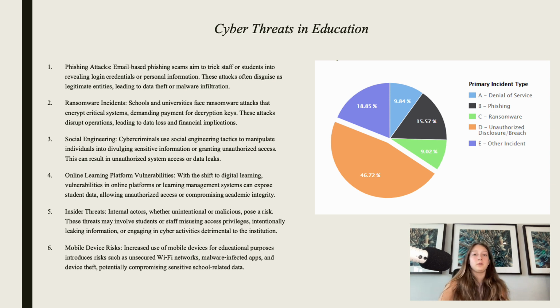And the last risk I'll be talking about in this slide is mobile device risks. A mobile device risk is increased use of mobile devices for educational purposes, introducing risks such as unsecured Wi-Fi networks, malware-infected apps, and device theft, potentially compromising sensitive school-related data.